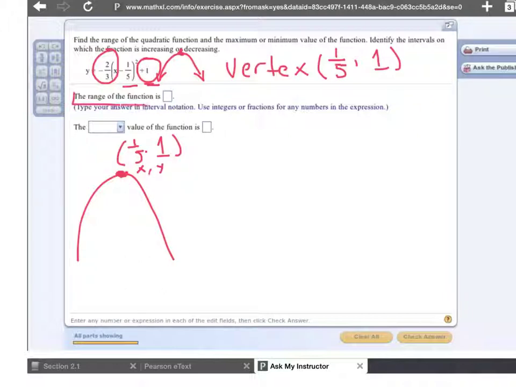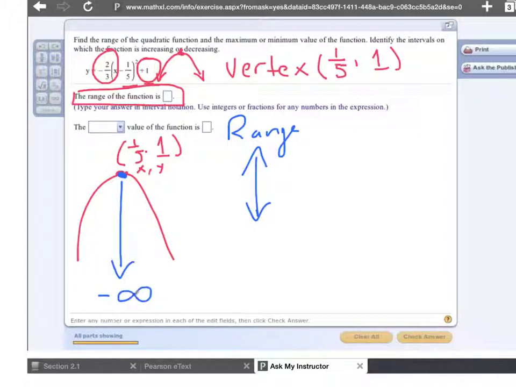So what we're talking about here, first of all, for this first spot, is what is the range of the function? Well, range has to do with vertical movement. So range is up and down. Well, if we think about the range of this one, this is the highest point that it goes, and then it goes down toward negative infinity. So each of these extend toward negative infinity.